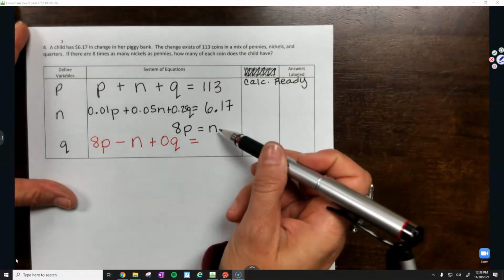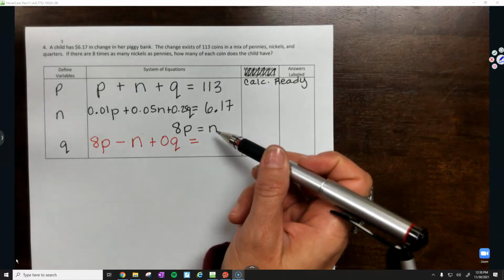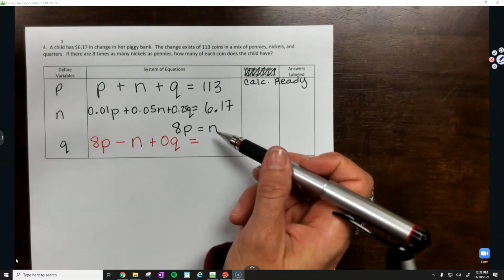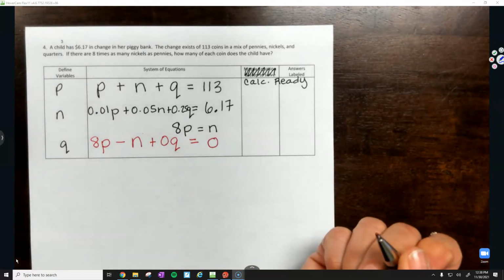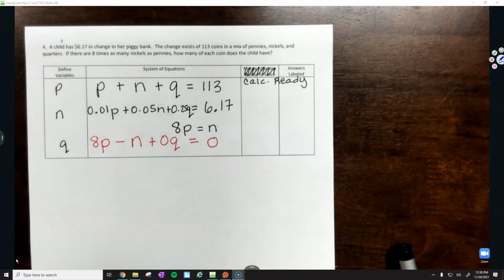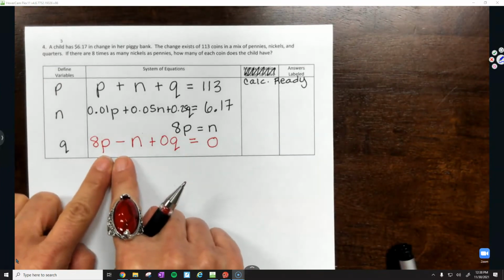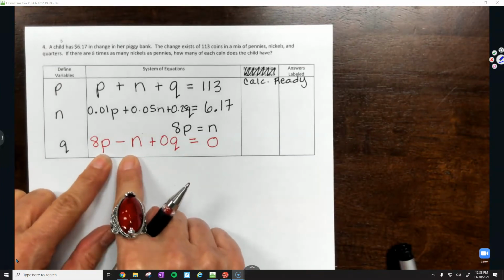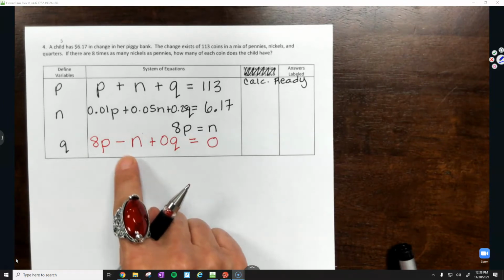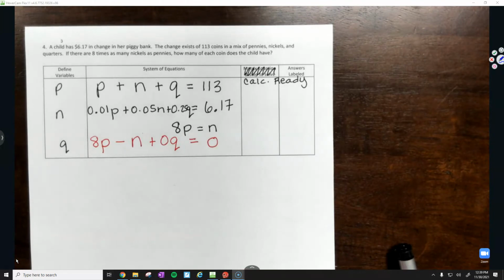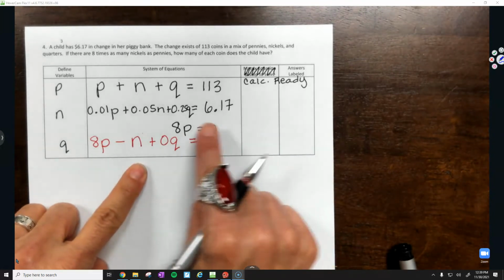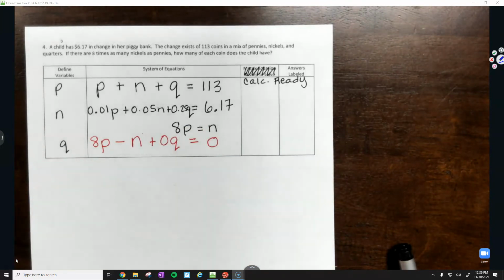Y'all remember I moved that n over and there's nothing there. What number means nothing? 0. Yeah. But you still have to have quarters because you said he had quarters. Yes, it says he does have quarters. However, the leftover piece of information that we know is true about her piggy bank didn't tell me anything about quarters. It just told me how many nickels there were in relation to pennies.